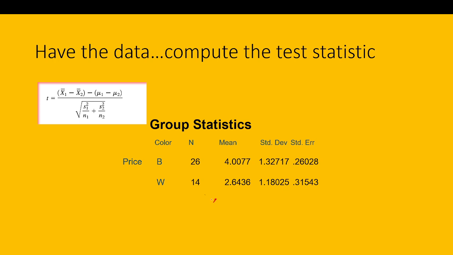So there were 40 samples of eggs, and the mean price of brown eggs, they're all for a dozen, was $4, and for white eggs was $2.64. So they look pretty different. I don't know why. This is not accounting for organic and inorganic, but brown eggs appear to cost more than white eggs based on this data, but is that a significant difference?